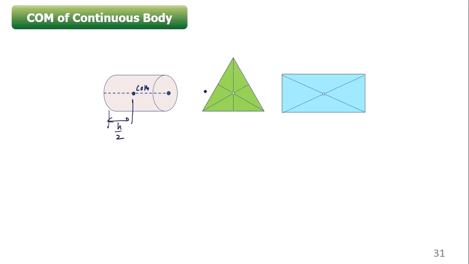If it is a triangular lamina, then the center of mass is the intersection of the medians. If h is the height, the center of mass is located at a distance of h by 3 from the base. If it is a square or rectangle, then it is the intersection of the diagonals. That is the center of mass.